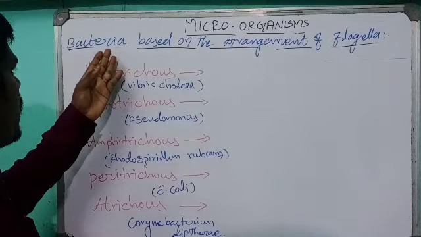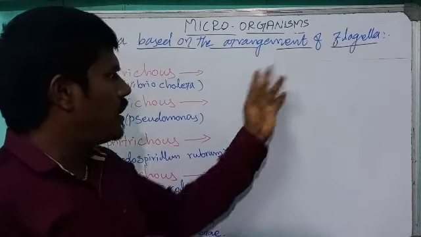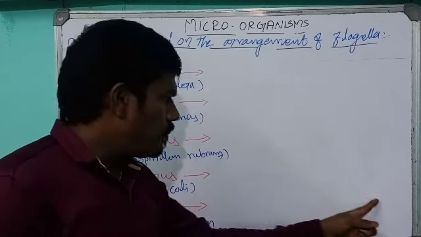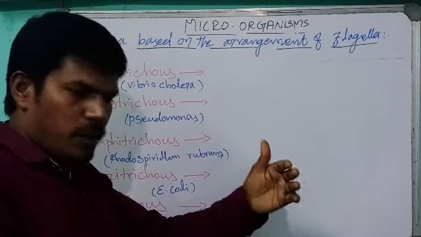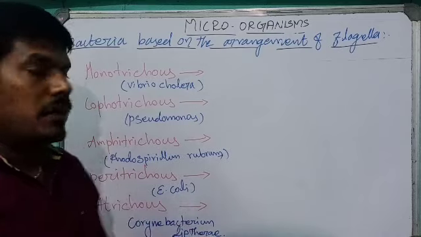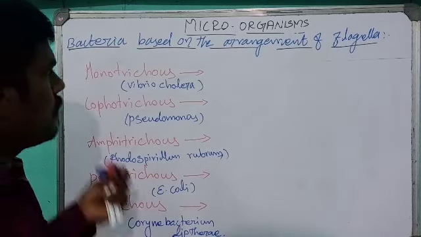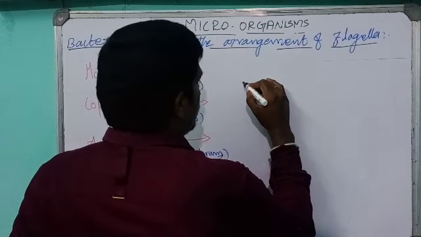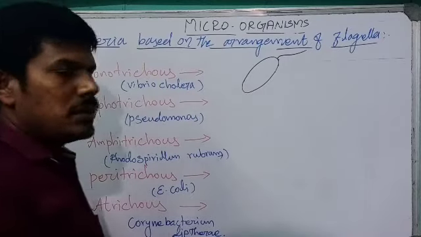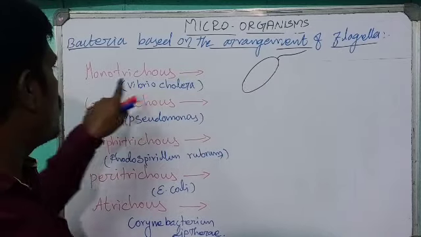So explain bacteria based on the arrangement of flagella. Before I draw the diagram, the whole structure of the bacteria was mentioned in the green layer of one part, that is the flagella, which are used in movement from one place to another place. Based on flagella number and arrangement, they are classified in these kinds. First one, Monotrichous. This is the bacteria present with a single flagellum. Single means mono.